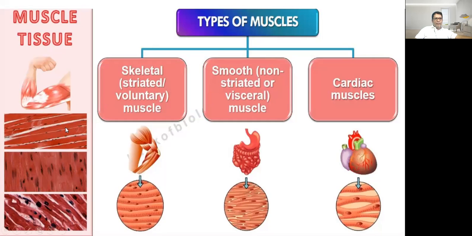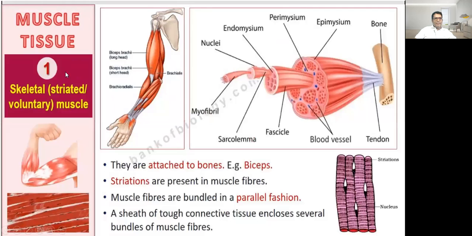Now I'll be discussing everything one by one. First is skeletal muscle, or voluntary muscle. This is the biceps brachii, with its long head and short head, and the brachialis and brachioradialis muscles. Skeletal muscles are attached to bones, for example the biceps. Striations are present in the muscle fibers, and muscle fibers are bundled in a parallel fashion.